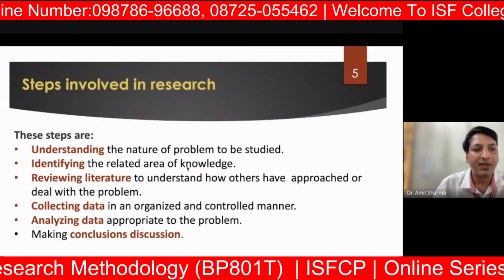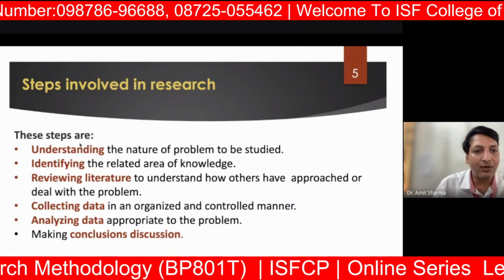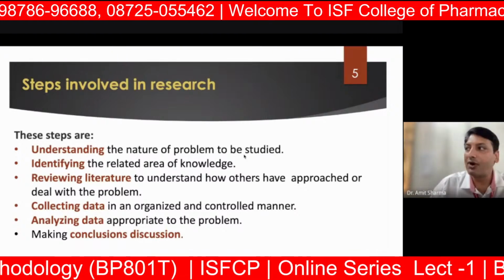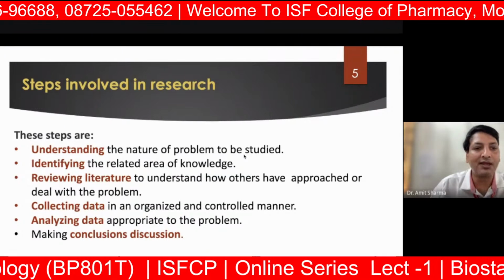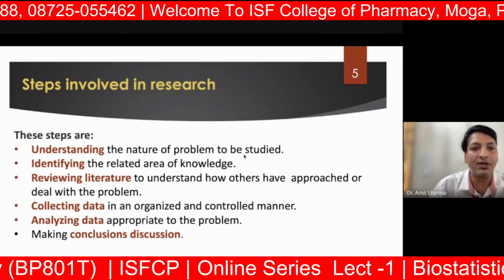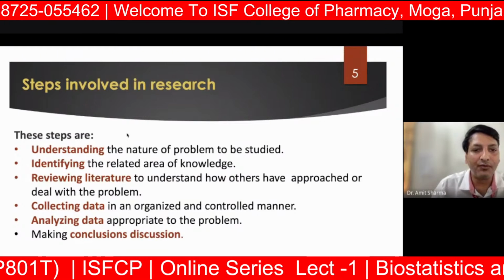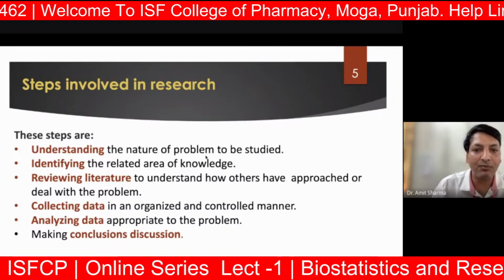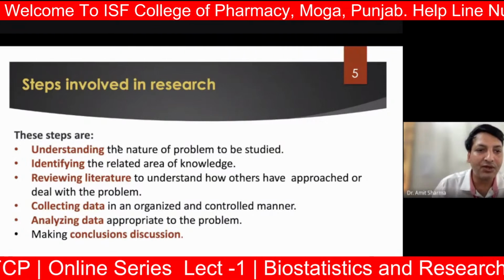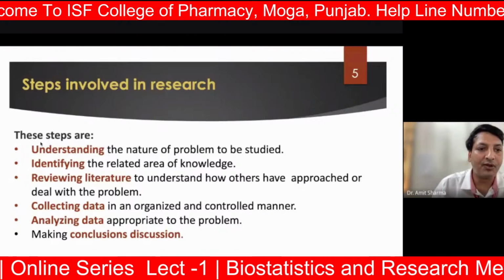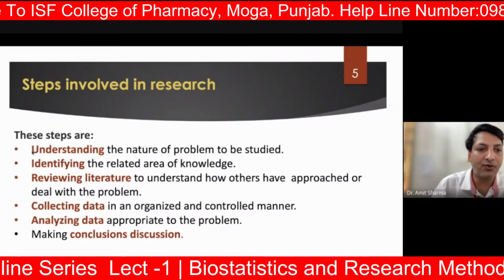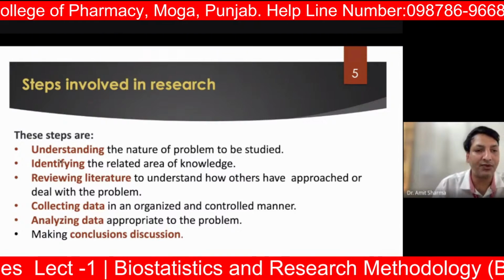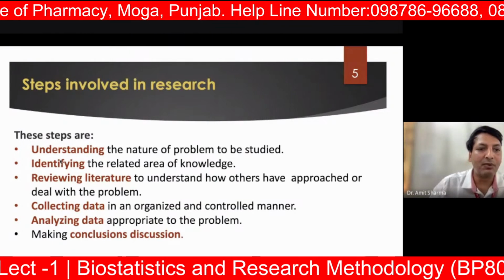The steps include, the first one, understanding the nature of the problem to be studied. For what reason are we conducting research? This we have to understand. So what will be the first point? The first point will be understanding the nature of the problem to be studied. Once you have understood for what reason you are working and in what area you want to work, and this is clear to you, then you can proceed further to a second step.